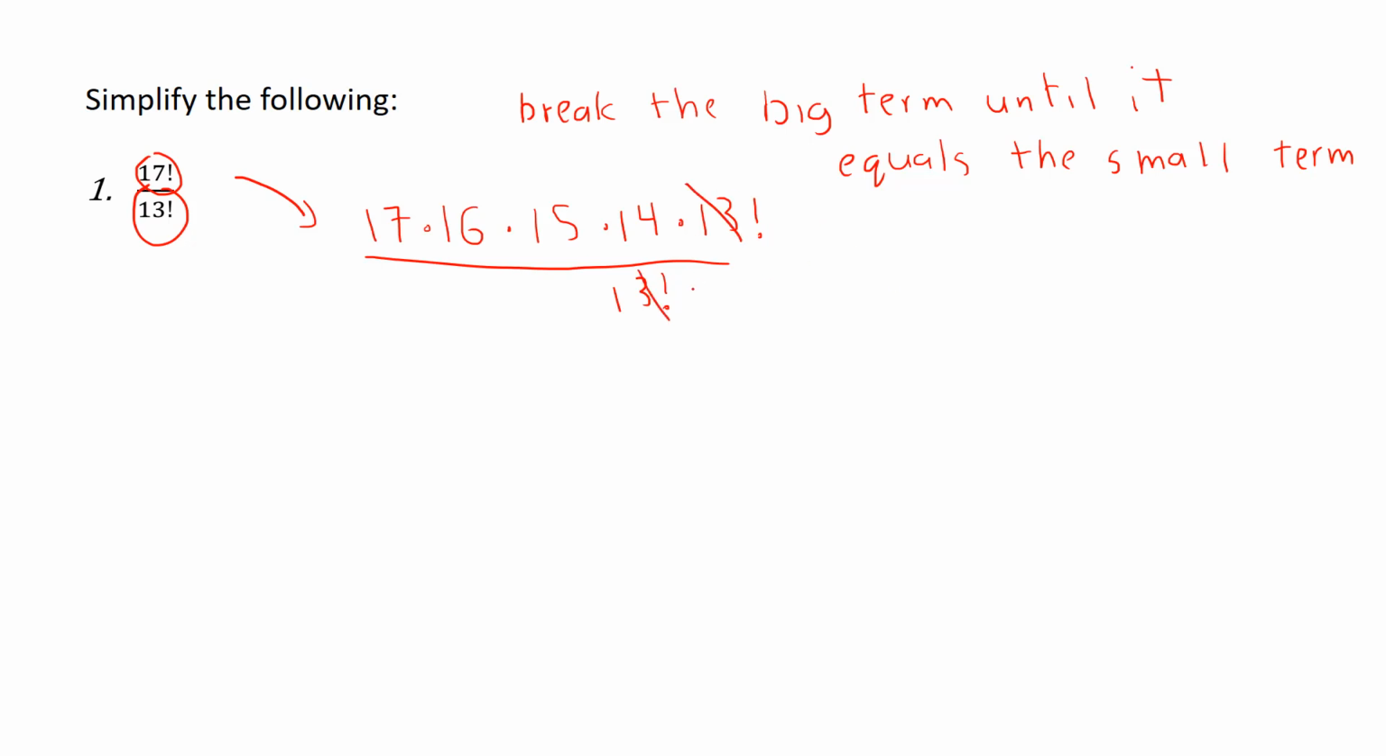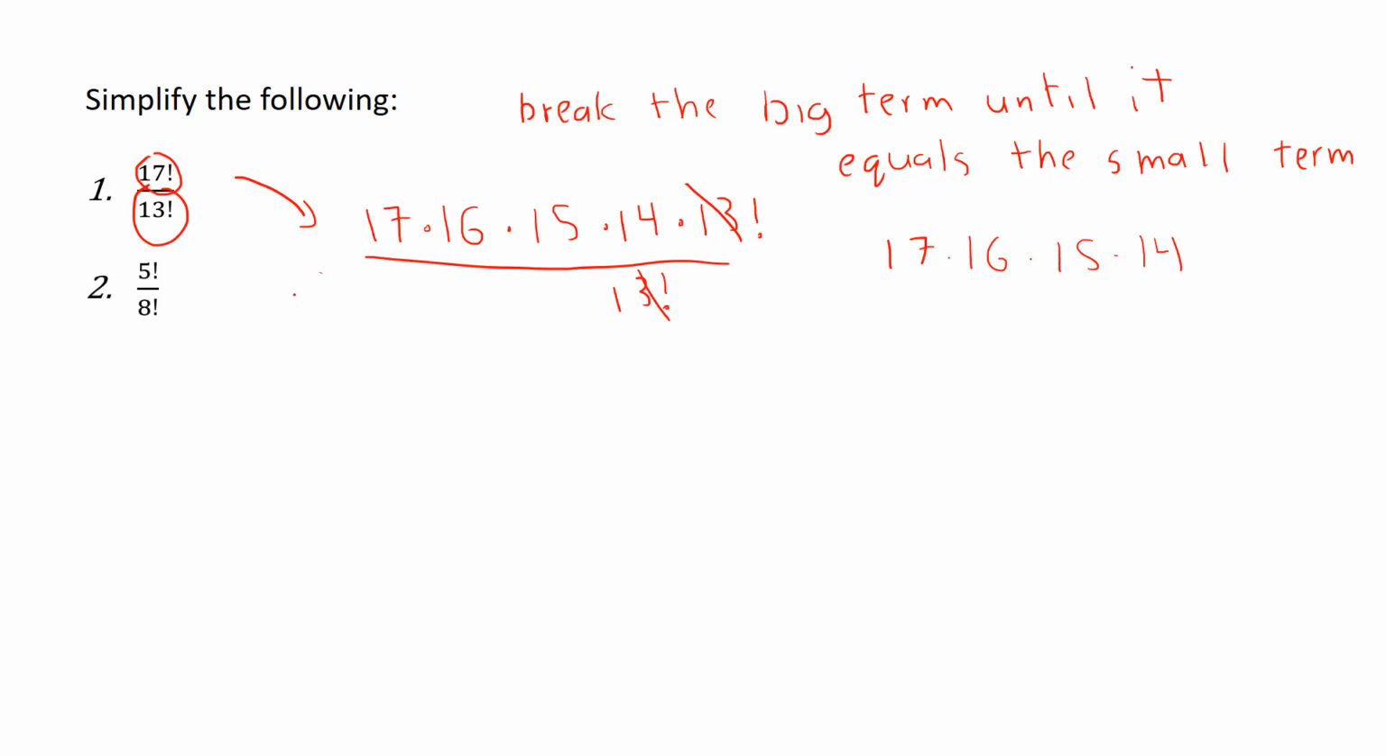This really is the only way to cancel out factorials, because when we get into variables, we don't really know what the end variable means. So this would turn into 17 times 16 times 15 times 14. We used to do this a lot before we had good calculators. Now it's a less common procedure. But that's the idea. You break the big one down until it's equal to the small one, and then once it is, you can cancel out the factorial symbol. 13 factorial divided by 13 factorial.